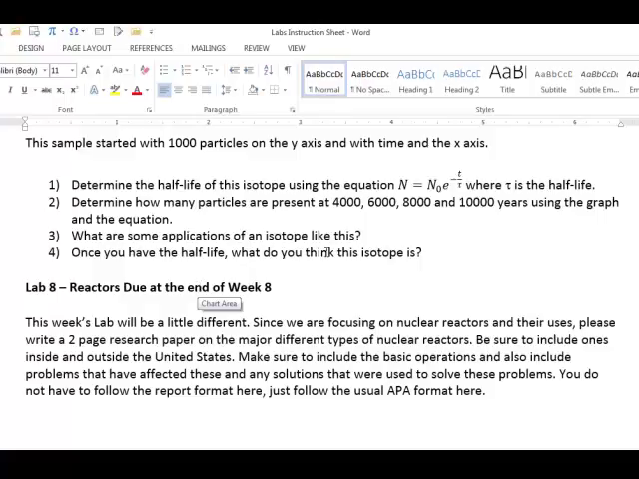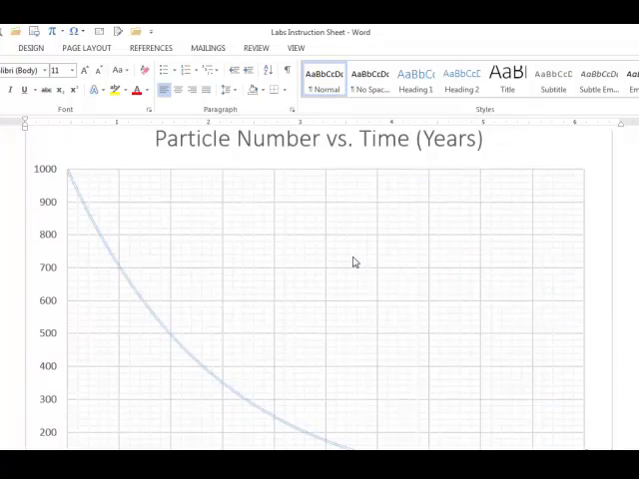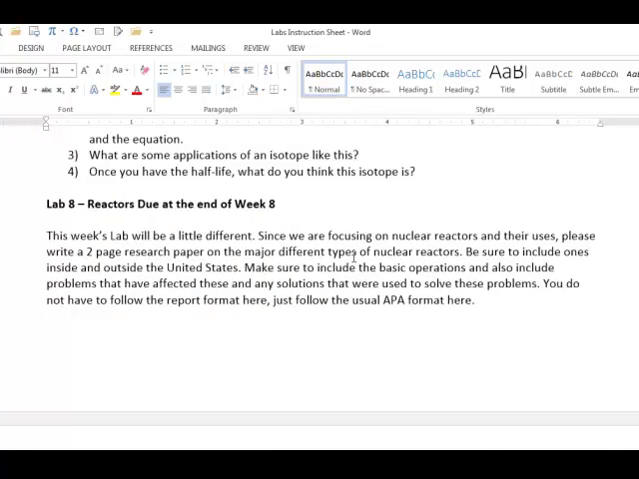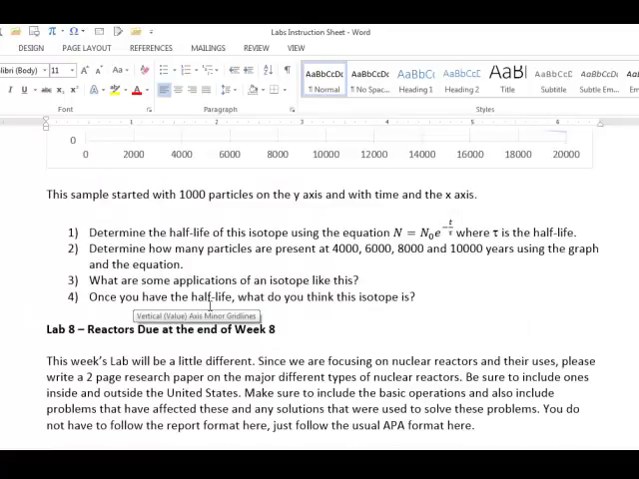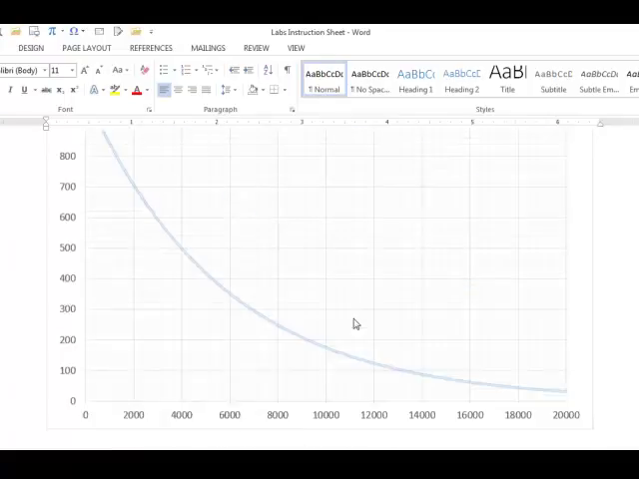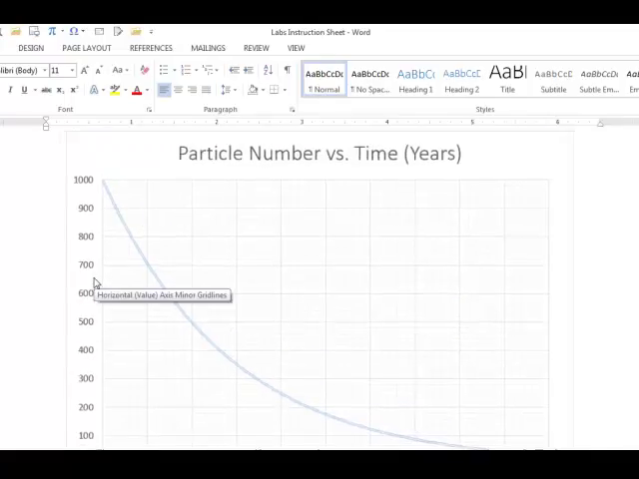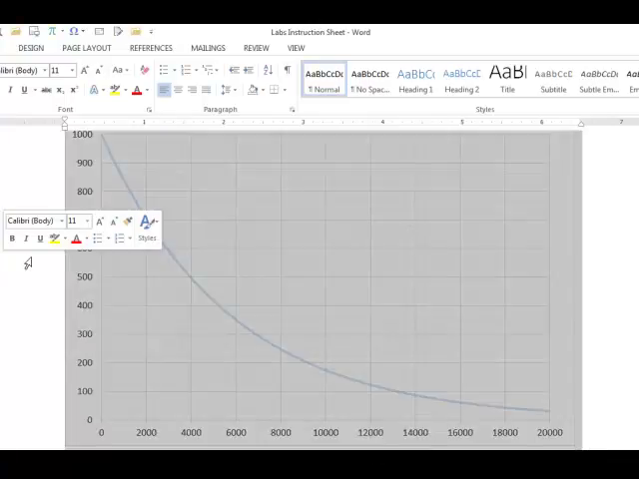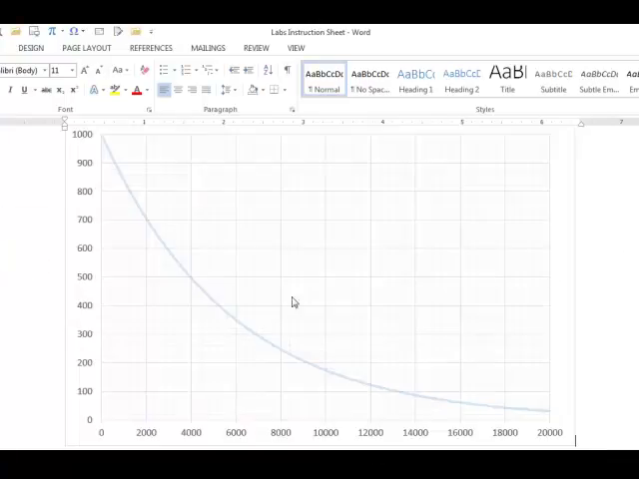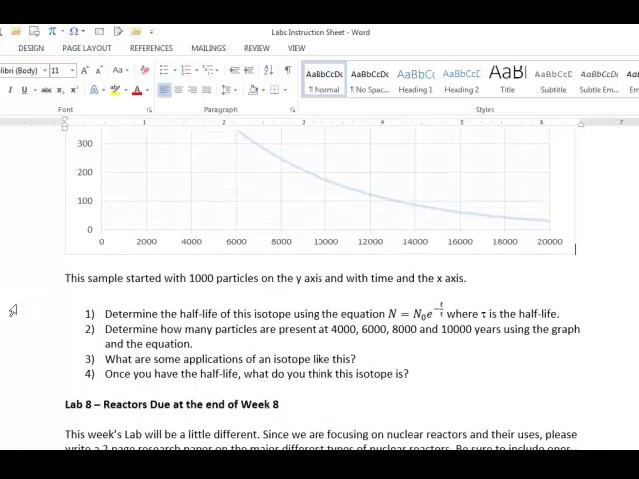So what are some applications of an isotope like this? Once you can figure out what this is, it's kind of tied together. Once you have the half-life, what do you think the isotope is? You may want to try and figure out some uses. I've picked a pretty specific isotope here, and you should be able to find some values.